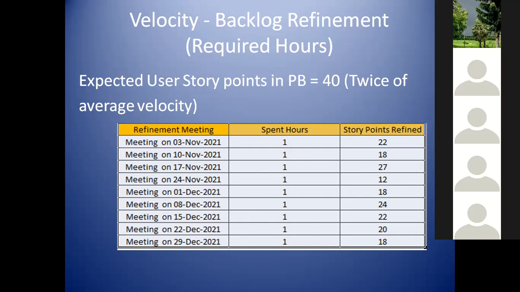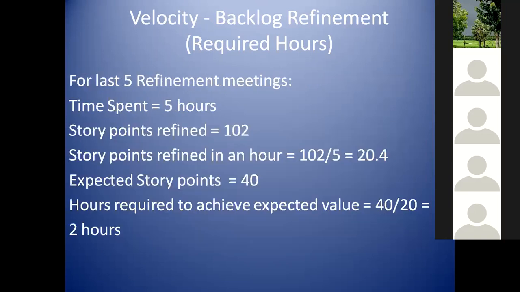So overall, for every team you need to first understand, in 1 hour, what the outcome is, just like how we calculate the average velocity. Similarly, you need to understand the outcome of every refinement meeting. So now what we are doing, I have taken the last 5 refinement meetings. Similarly, here I have taken 5 instances. Out of the 5 instances in the refinement meeting, the time spent is 5 hours, because every day I have spent only one hour, so 5 hours.